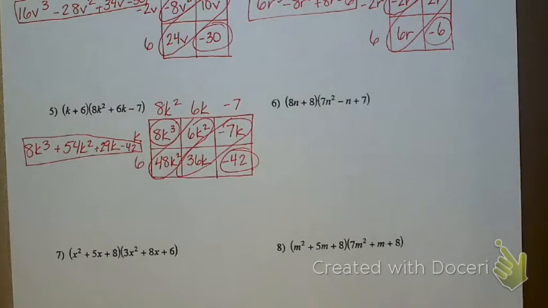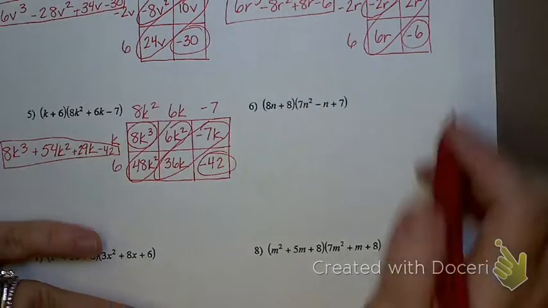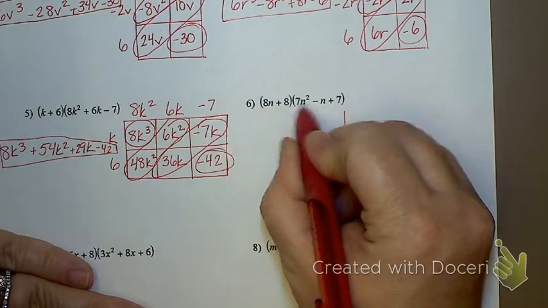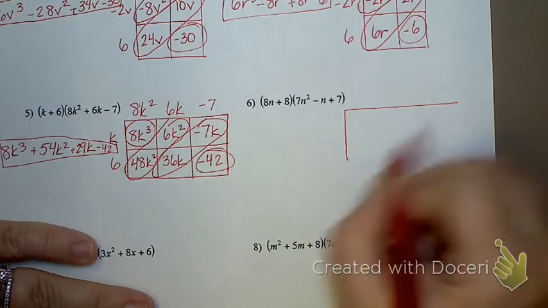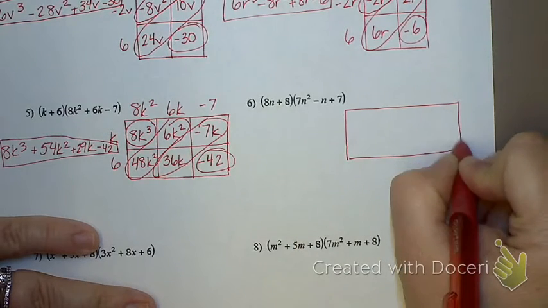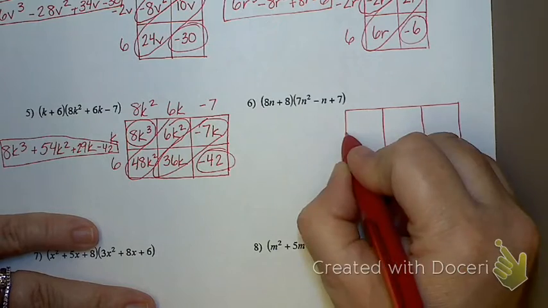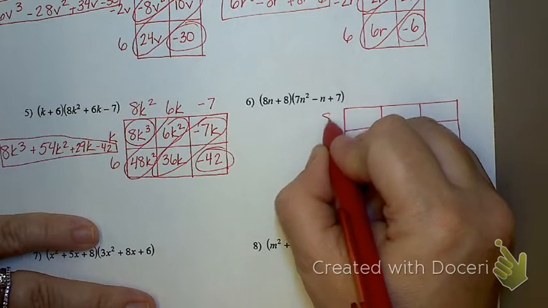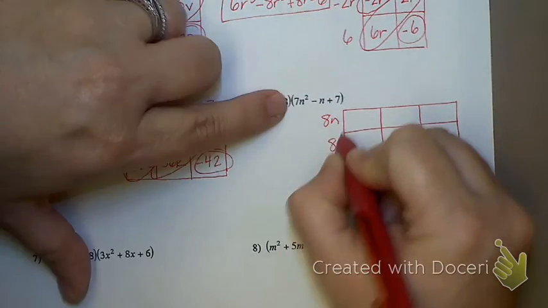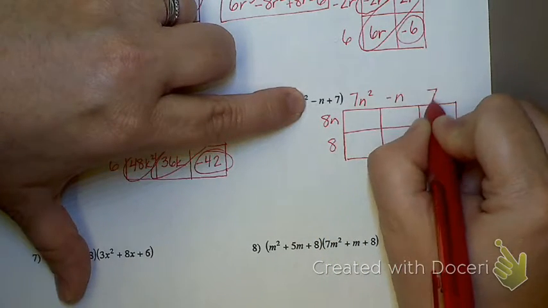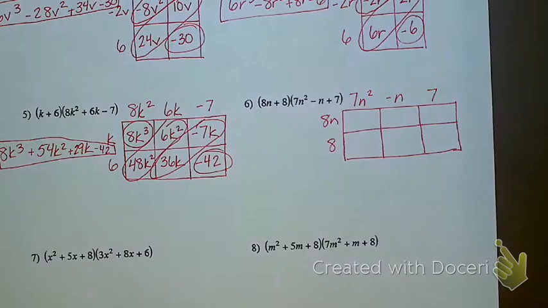Okay? All right, let me help you set up this box, and then you're going to fill up the box. Again, I have 2 in the first one, so that means 2 rows, but I need 3 columns. So let's see, there's my 3 columns. So there's my 2 rows. I have 8n and 8, and then 7n squared, negative n, and positive 7. Go ahead and take a minute and fill out that box.